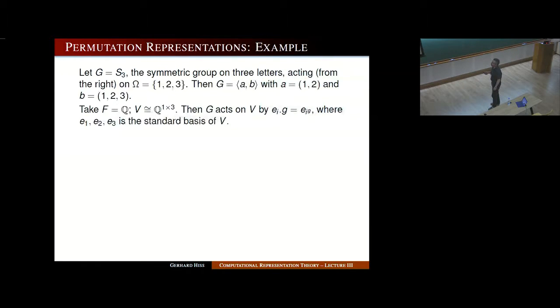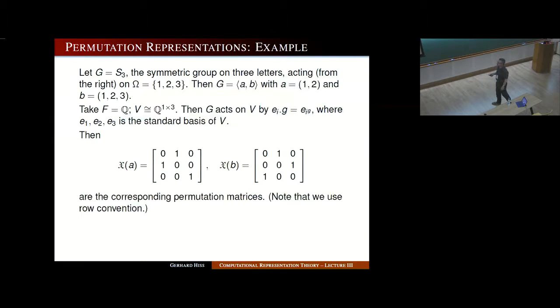We take rows, since we act from the right. And then you let G act on e_i just by replacing it by e_i to the G. This is the standard basis. So these are the corresponding matrices. So A is the transposition, so it swaps the first 2 rows. And B is the corresponding matrix you obtain by permuting the rows according to this permutation. So we use row convention because we are acting from the right.